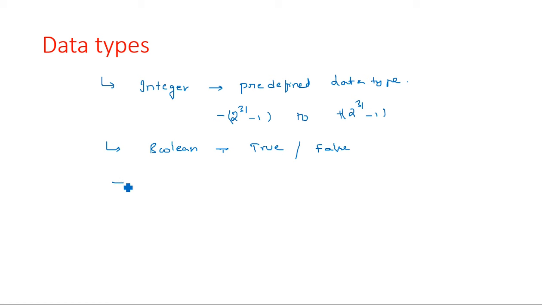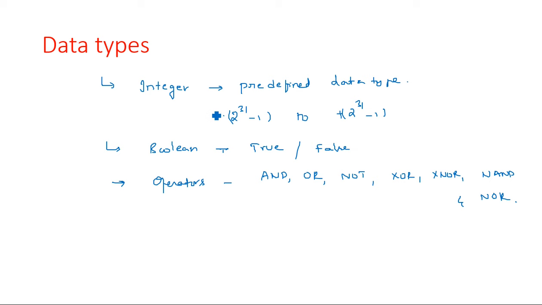Along with these, we also have predefined operators. The operators are the AND operator, OR, NOT, XOR, XNOR, NAND and NOR. So these are the predefined operators. We have predefined Boolean functions. We have predefined integer functions also. We have the data types.